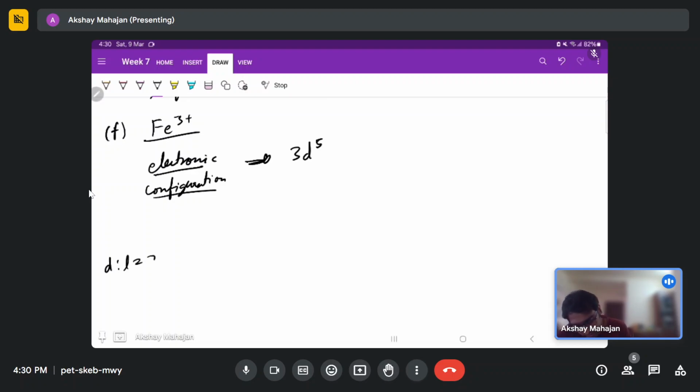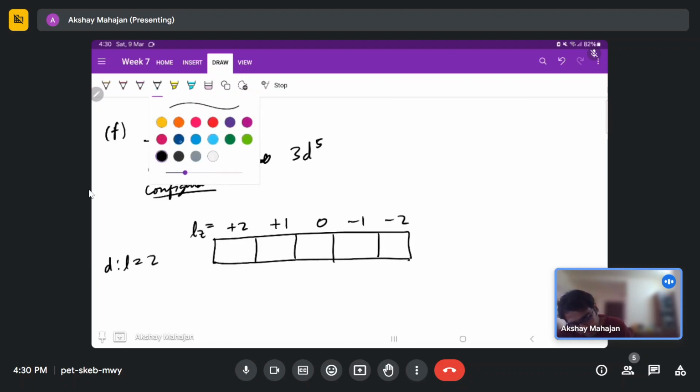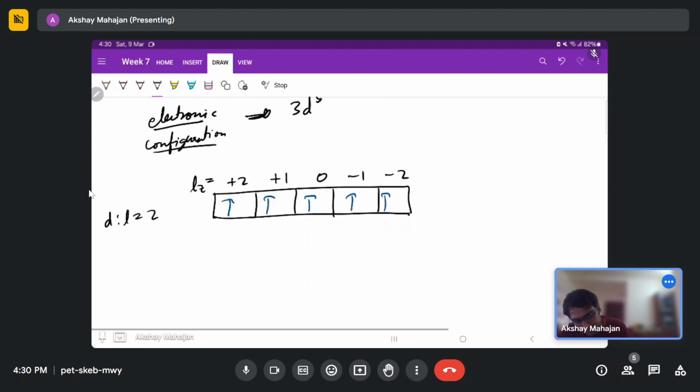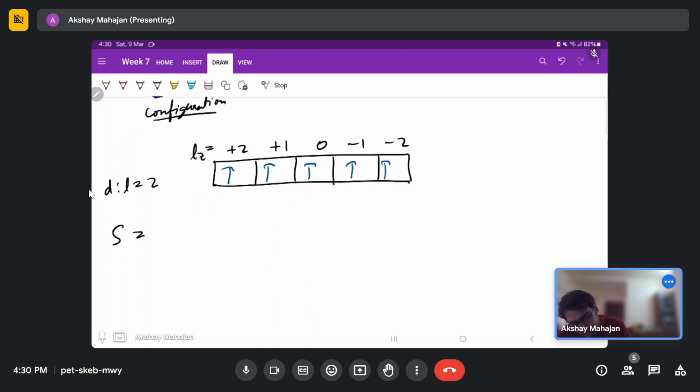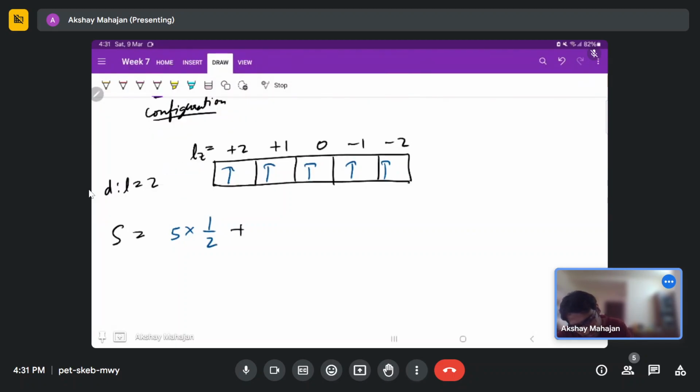So for d, L equals to 2. So again the Lz values will become plus 2, plus 1, 0, minus 1, minus 2. We put the spin up electrons and we will be done with our 3d5 spin up only. So our S will be equal to 5 times plus half and 0 times minus half. So that will be equal to 5 by 2.